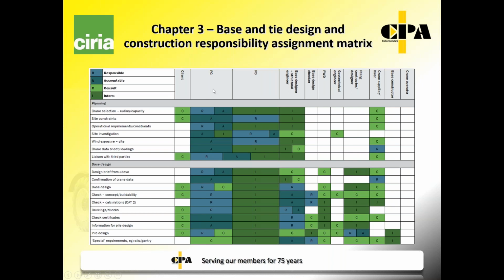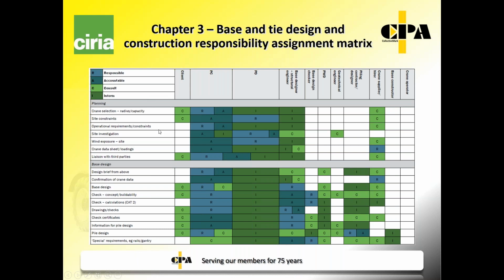We've put quite a lot of effort into producing a very comprehensive RACI chart. This is indicating for each activity, and this is only part of it that I'm showing you now, a matrix which indicates who is responsible for that particular task, who is accountable, who needs to be consulted, and who just needs to be informed.